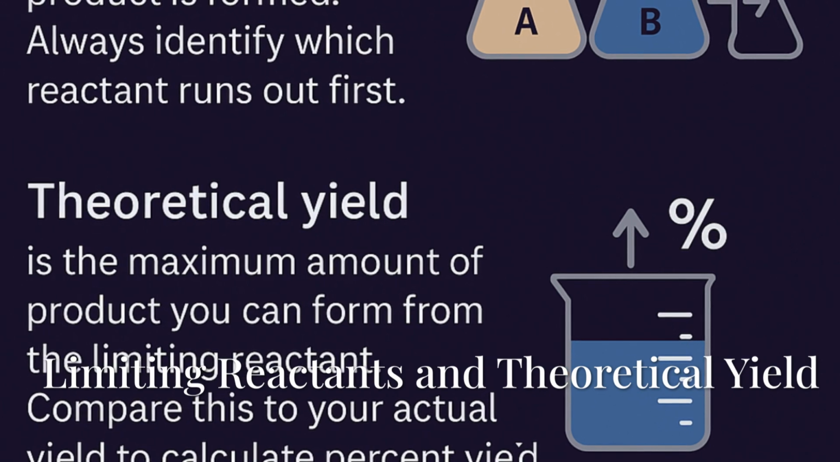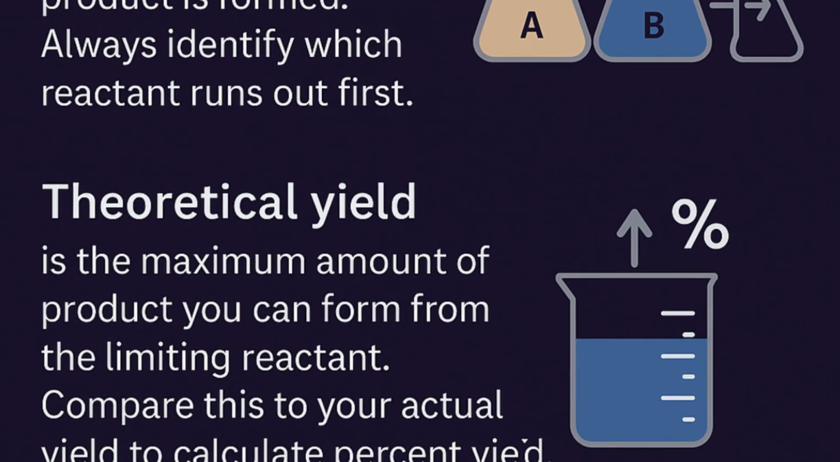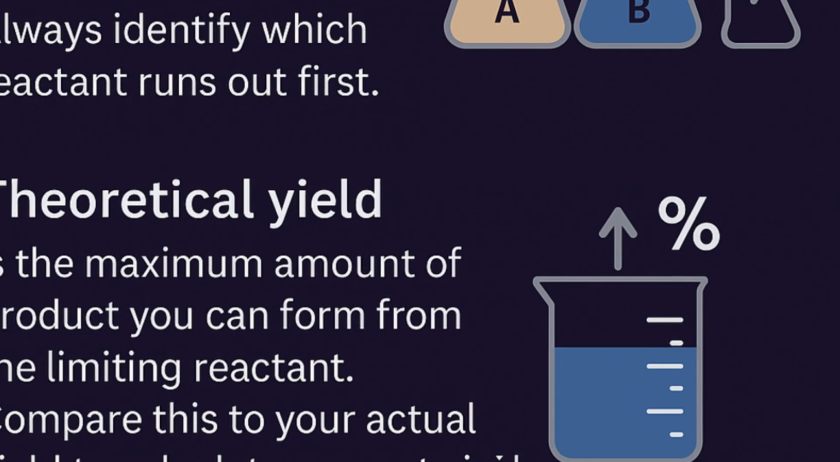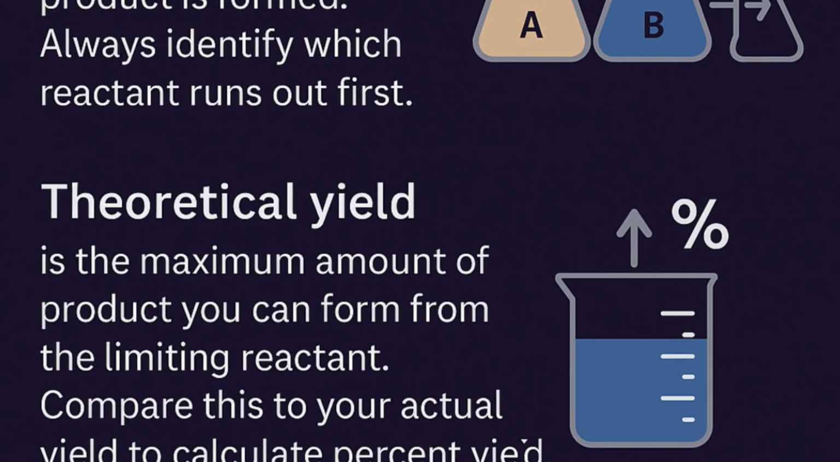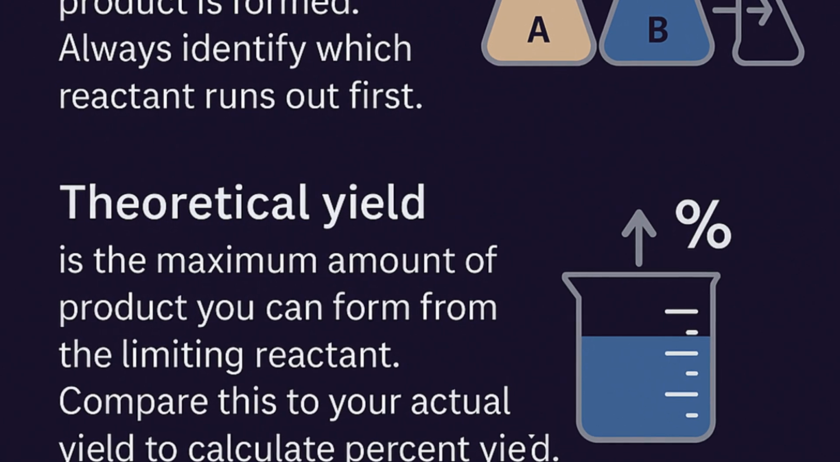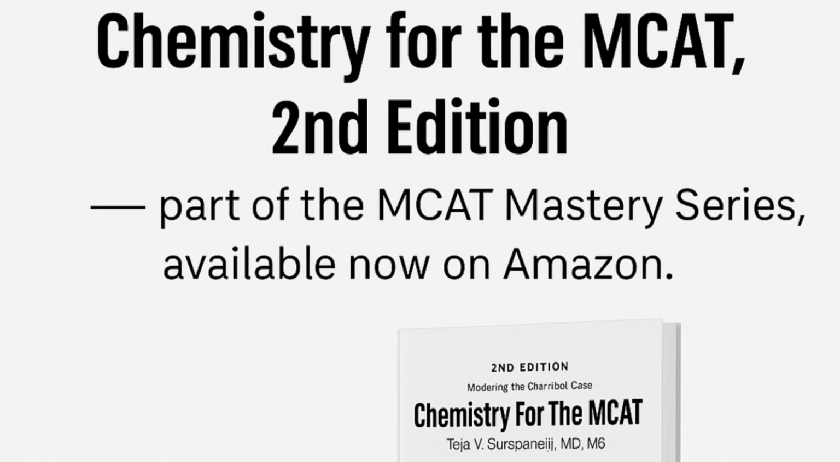Limiting reactants determine how much product is formed. Always identify which reactant runs out first. Theoretical yield is the maximum amount of product you can form from the limiting reactant. Compare this to your actual yield to calculate percent yield.